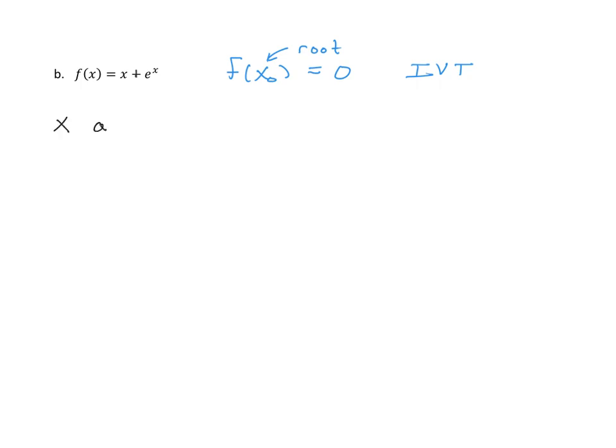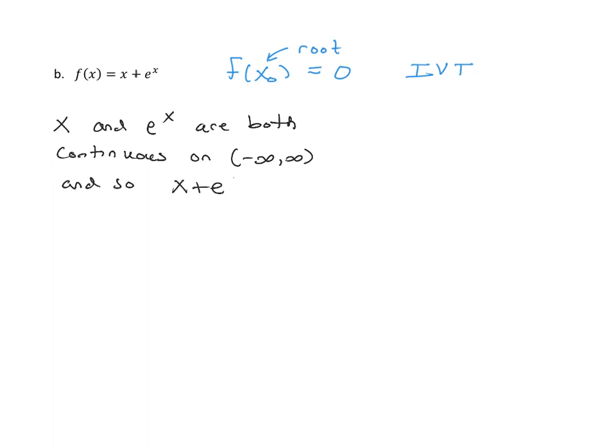Well, x and e to the x are both continuous. They're continuous on the entire real line. So you could say even from negative infinity to positive infinity. And so their sum is continuous on the entire real line too. So we're working with a continuous function. That's a good thing. The next thing that we need is, I want to find some value of x where this thing is negative, and then another one where it's positive. And the second we have that, we'll know the existence of this root by this theorem.